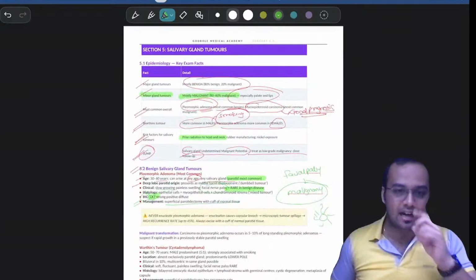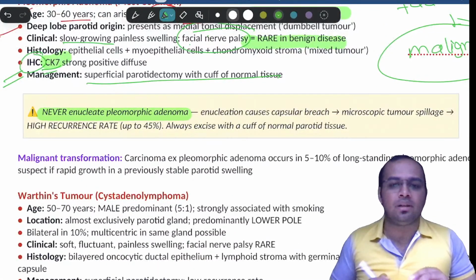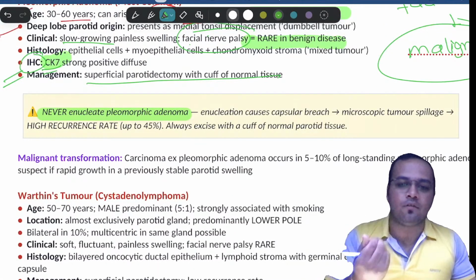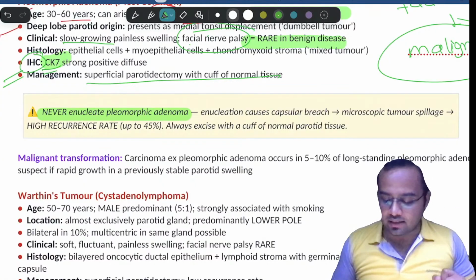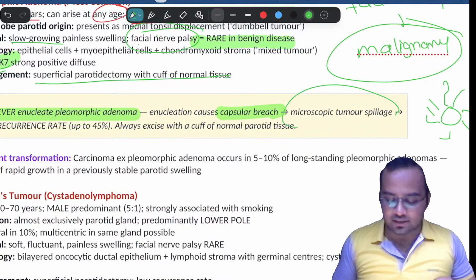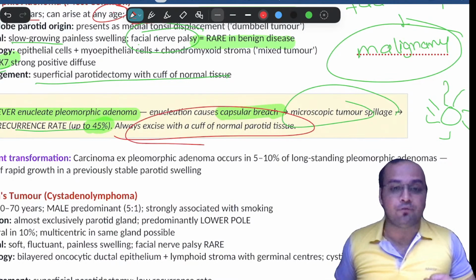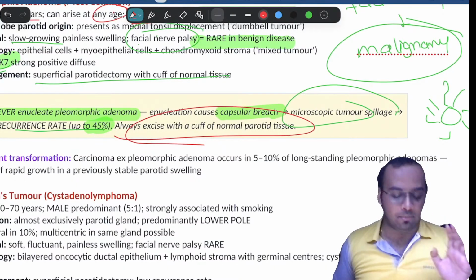So any pleomorphic adenoma should undergo excision. Never enucleate the lesion. Enucleation means opening the capsule and then scraping off the tumor. Never, because enucleation causes capsular breach, and microscopic tumor cells can cause a lot of recurrence, and up to 45% recurrence is common. So always excise with a cuff of normal tissue. It is important for you to know that always remove it with some cuff of tissue.